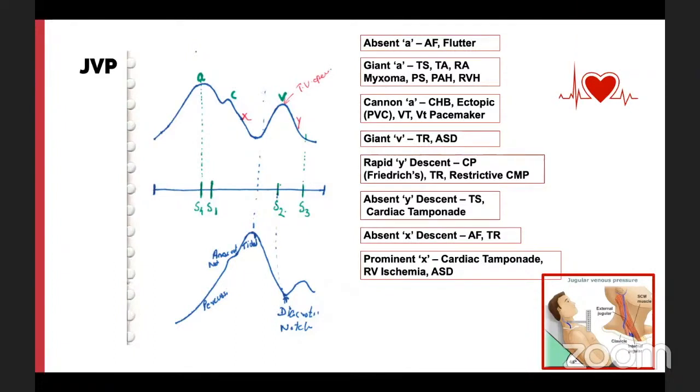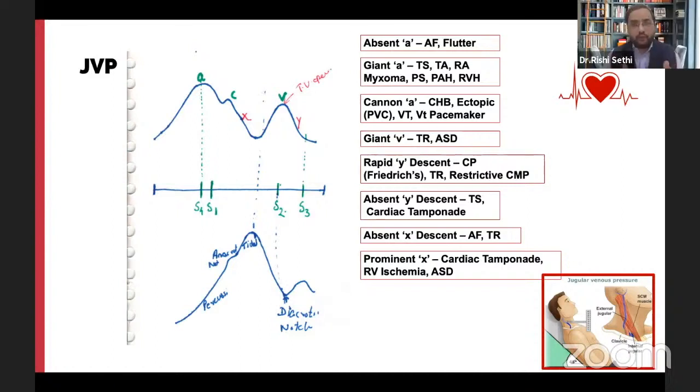It can be at the level of the tricuspid valve, which may be in part of tricuspid stenosis, tricuspid atresia, right atrial myxomas, or it may be at the level of the ventricle, where the right ventricle is less compliant, as in case of pulmonary arterial hypertension, right ventricular hypertrophy, or pulmonary stenosis. When the atria contracts against a completely closed ventricle, in a rhythm with an ectopic beat or a complete heart block, when the atrial contraction happens at the same point of time the valve is completely closed, you may get a giant A wave.